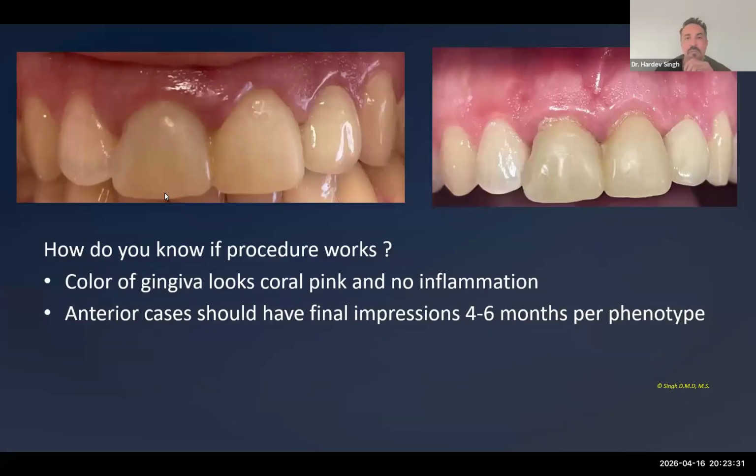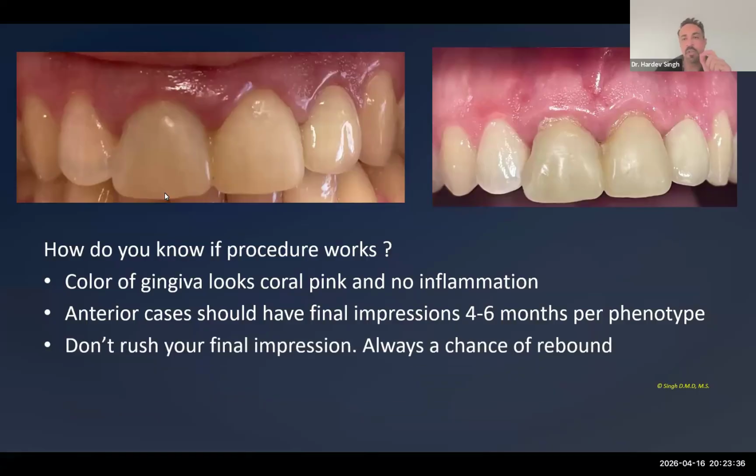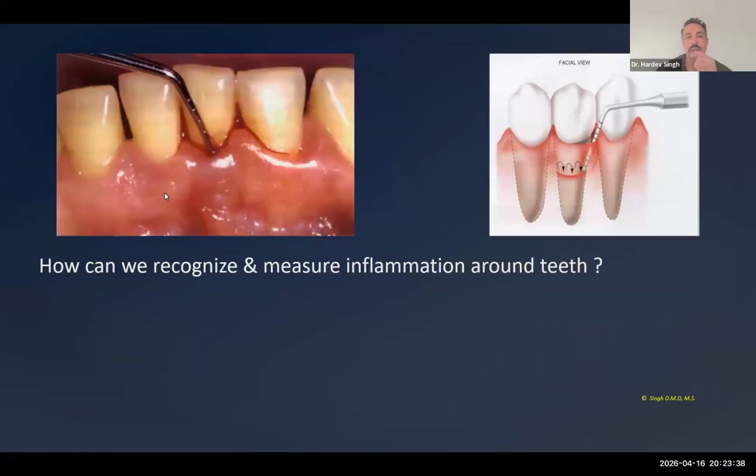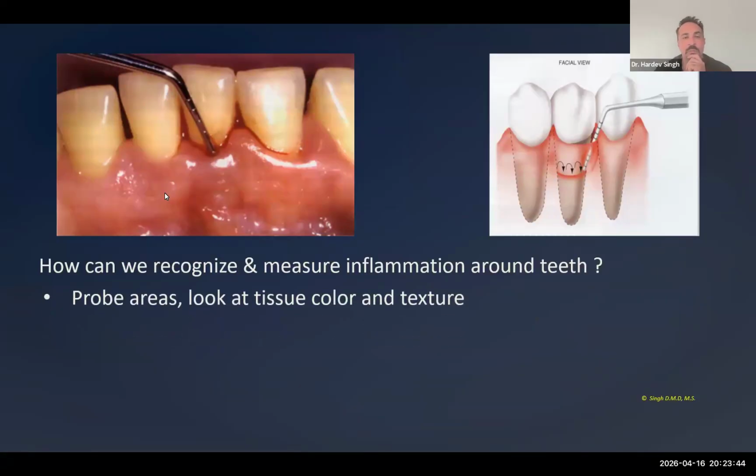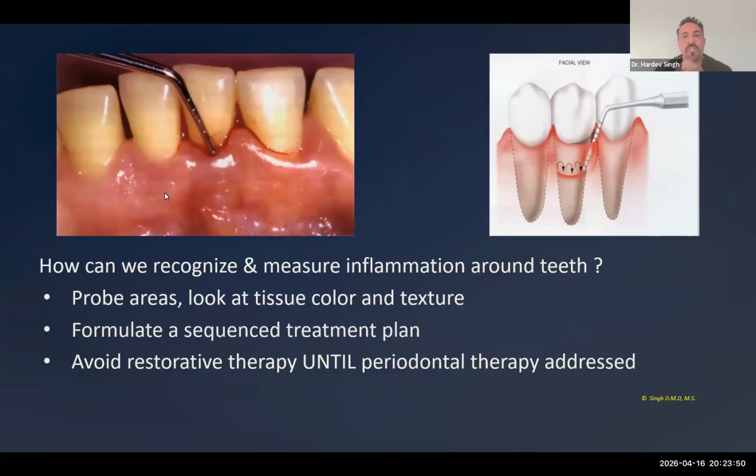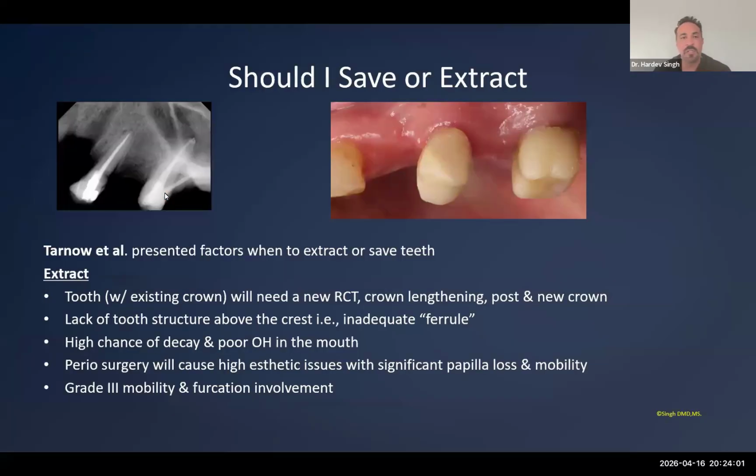Okay. You need to remember anterior cases. You need to have some time on those cases and don't rush. So how do you recognize inflammation around teeth? Very straightforward. Just look at the color. There's no magic to that. Look at the texture. Make a treatment plan. How are you going to do this? Avoid your restorative therapy until perio is addressed, because if you do it the other way around, patients feel that you haven't done the due diligence.